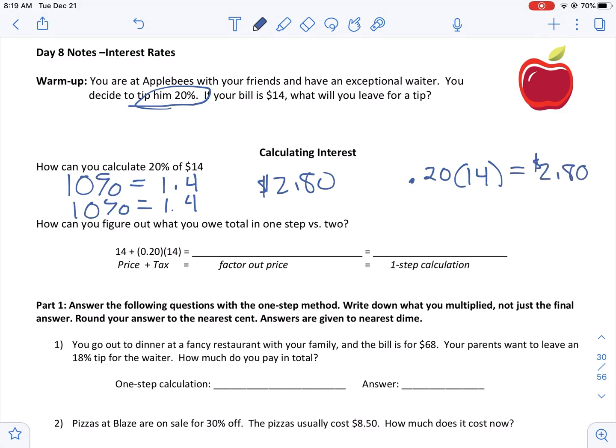So one way to do this, we take 14 plus $2.80, or we can take 14 times 1.2, and that'll automatically add the 20% to that.